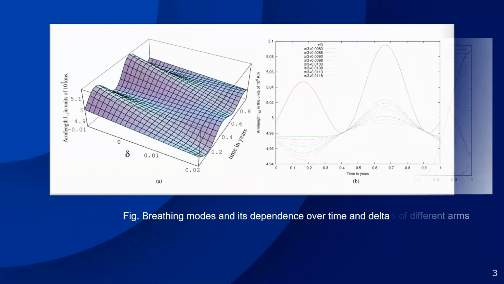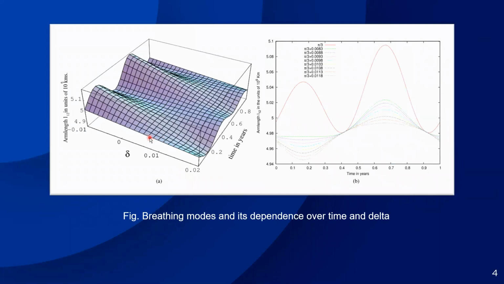So now we calculate the flexing of the arms as a function of delta, and we plot it in 3D and 2D as well. If you consider a distance, suppose L2 3, and you calculate the distance between the two spacecraft and plot it with varying delta, then you can see that there is a reduction in the flexing of the arms. So the breathing modes are decreased.